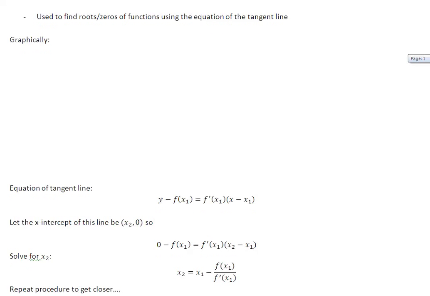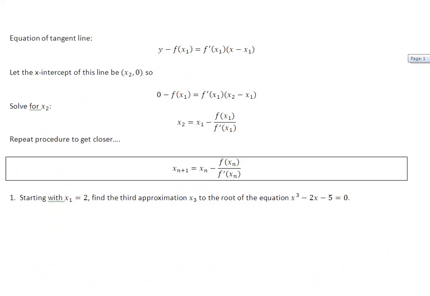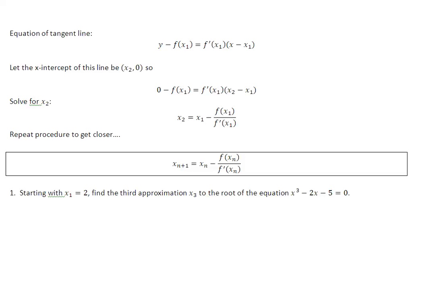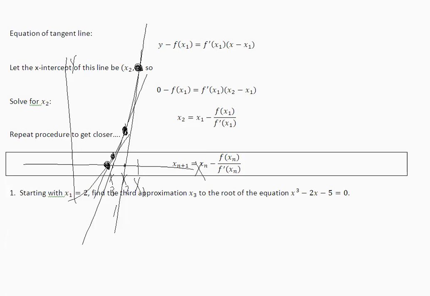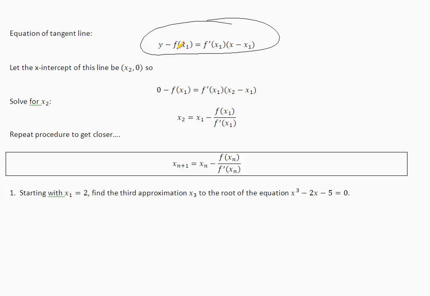You're going to have a formula that you're just going to use. It's not that hard, but that's the idea. So here's my equation of my tangent line. Normal. We've done it a million times this year. y minus the y value equals the slope times x minus the x value. So if you let the x-intercept be (x2, 0), because what I just did was find the x-intercept of that tangent line, plug 0 in for y and plug x2 in for x, and solve for x2. I get x1 minus f of x1 over f prime of x1.